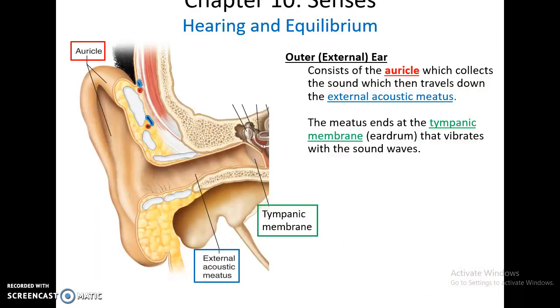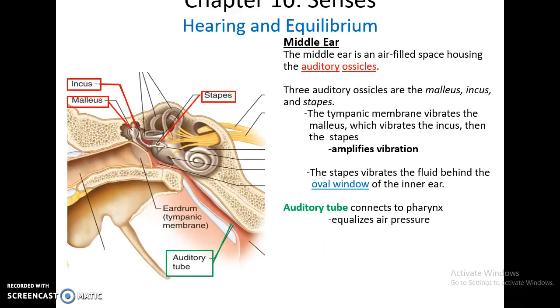The outer or external ear consists of the auricle, the big fleshy part we can touch. The sound waves get funneled into the external acoustic meatus, and they travel down to the tympanic membrane. Here's the tympanic membrane, which then vibrates when the sound waves beat against it. Then we have the middle ear, that is an air-filled chamber after the tympanic membrane.